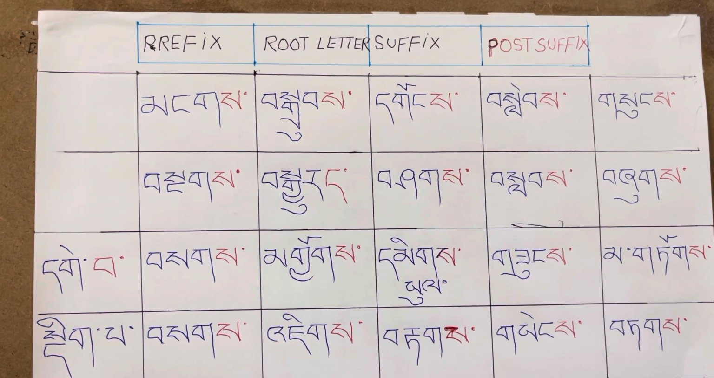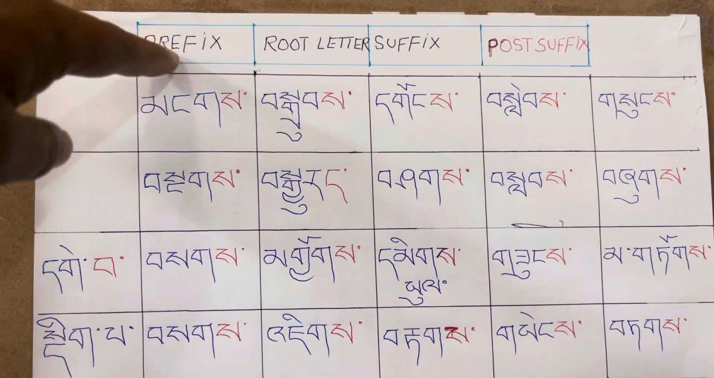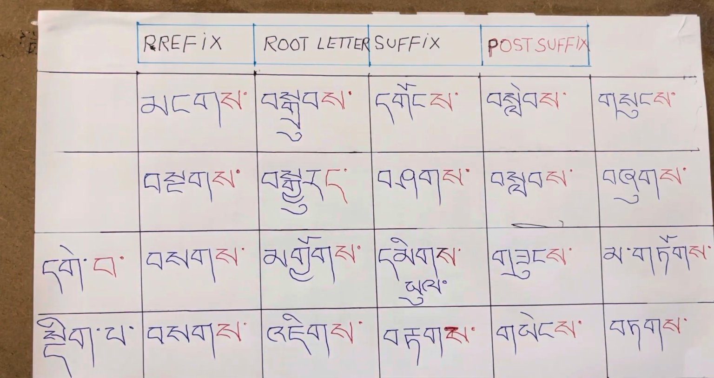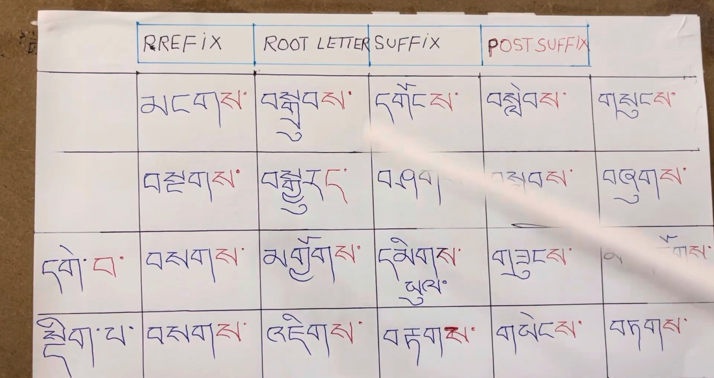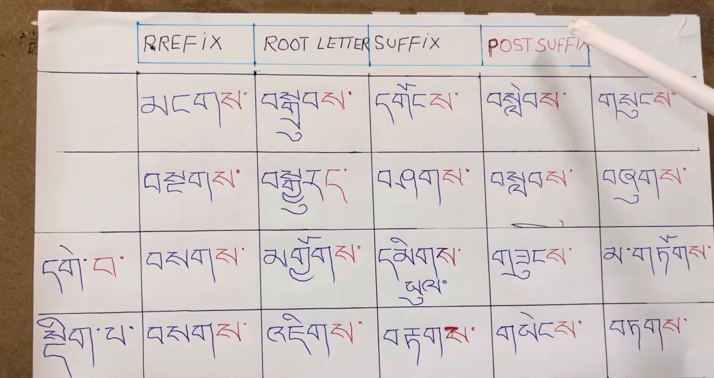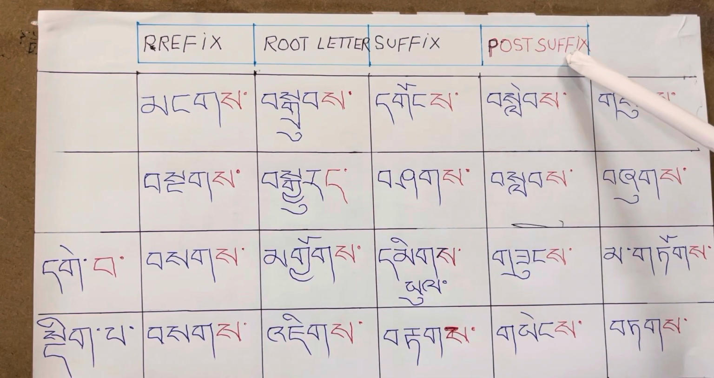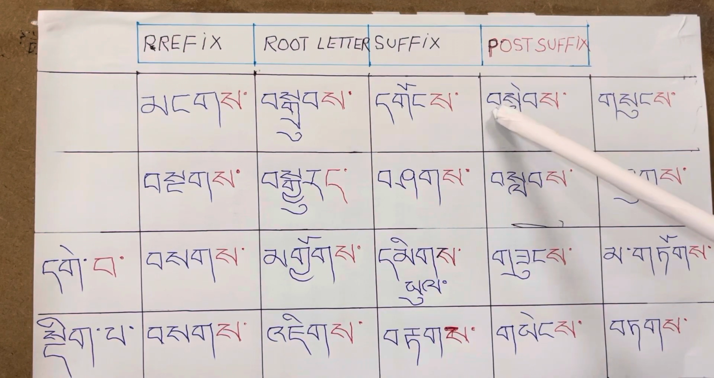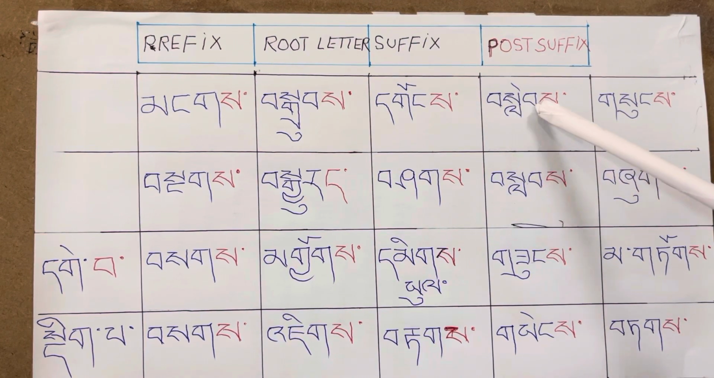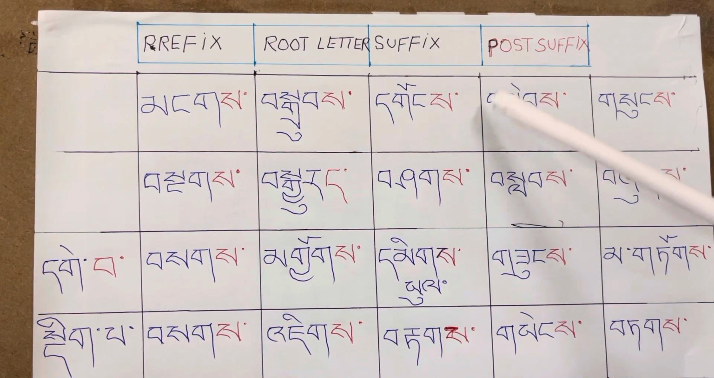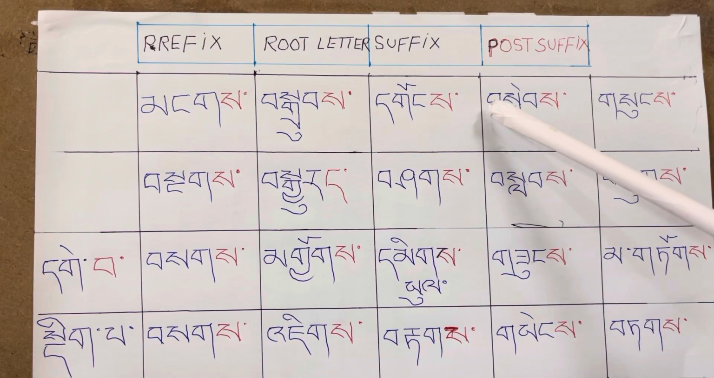I see I missed one here. Anyway, post suffix. So actually, when you look at it, it looks really complicated. But when you see 4 letters in between 2 dots, this is, I can say, the easiest to pronounce or to read.